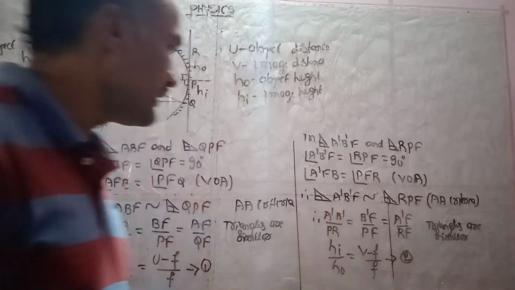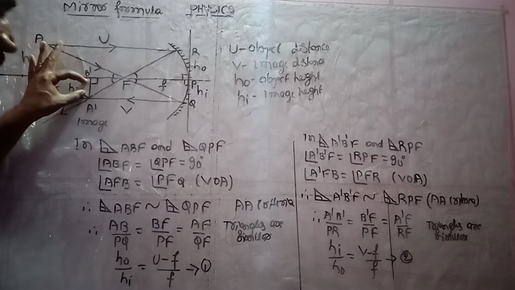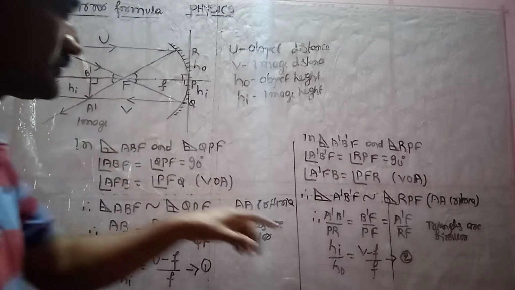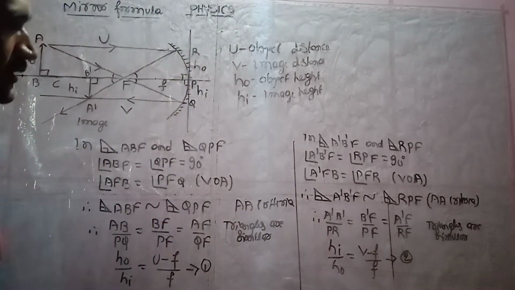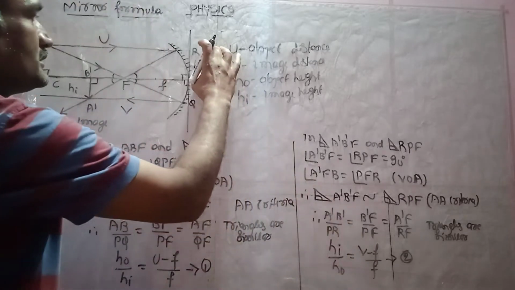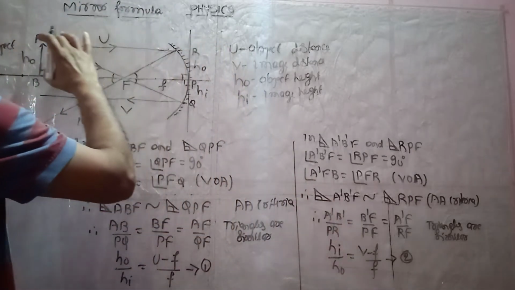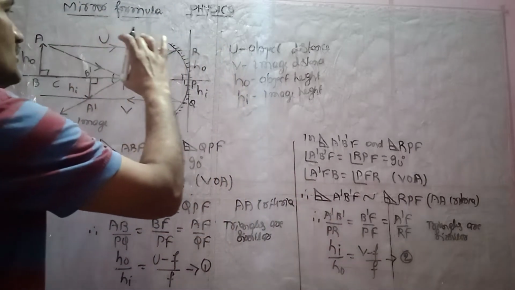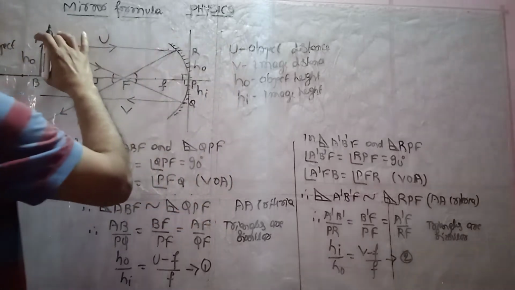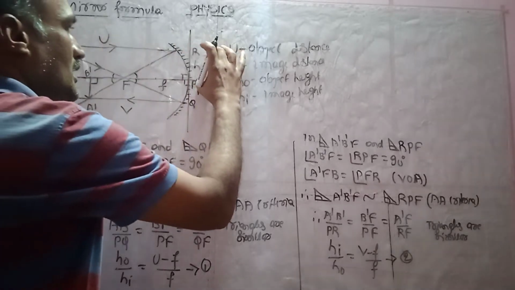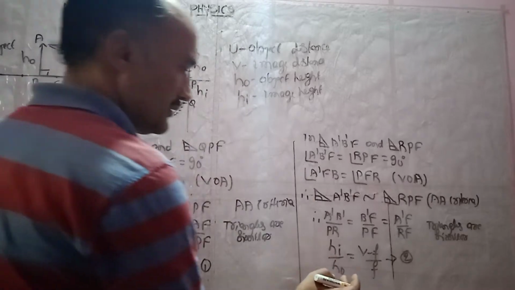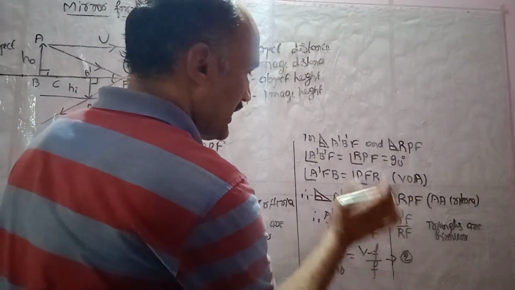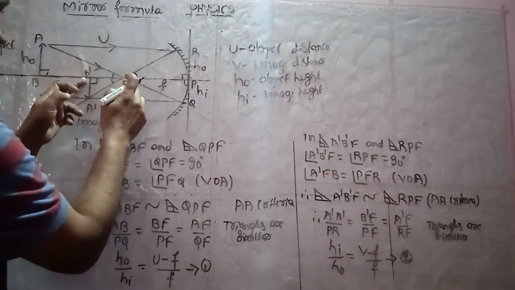So look at, dear student, A dash B dash is nothing but image height, HI, and PR length. See, this is parallel like this. So wherever you go, these parallel will be height will be same. So this is nothing but object height. So this also will be object height. So HO is equal to B dash F. So this much B dash F.